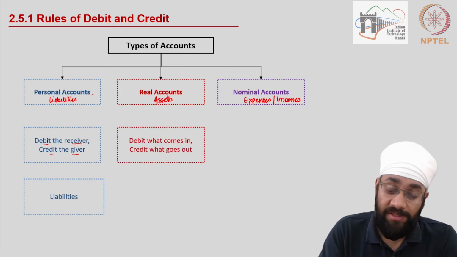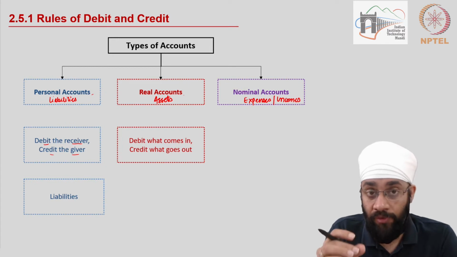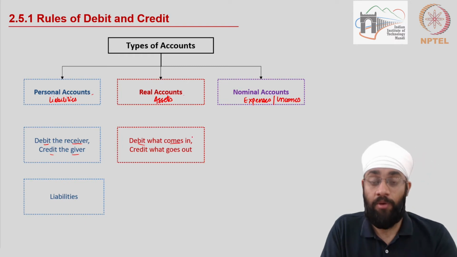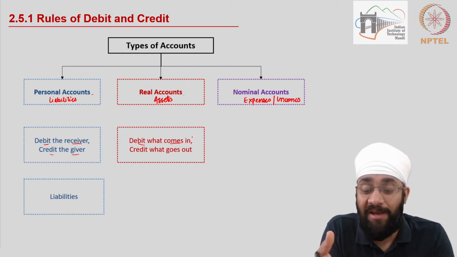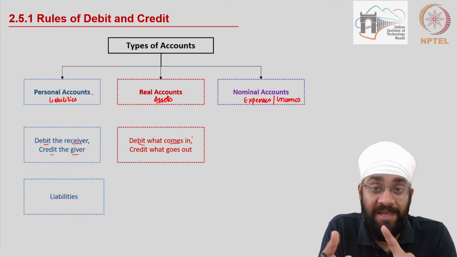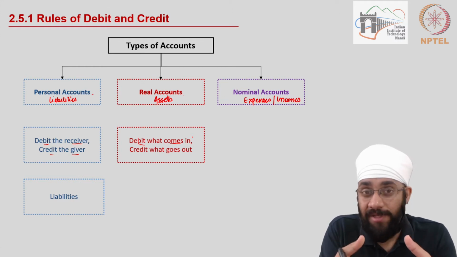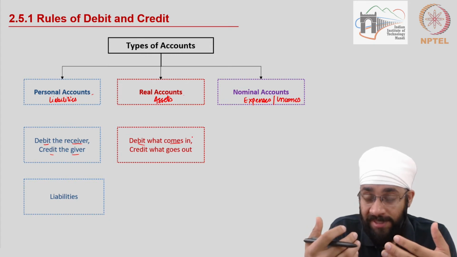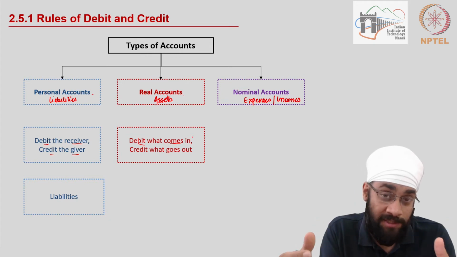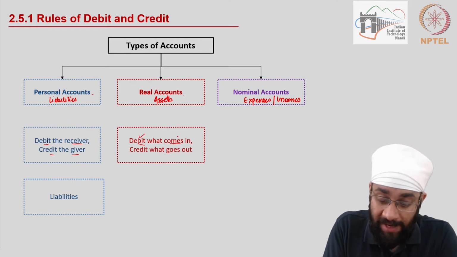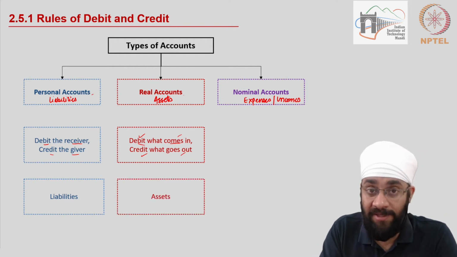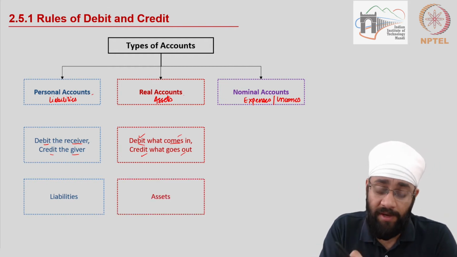The next type of account is real accounts, all assets. The rule for writing the transaction is you debit what comes in. When you're talking about assets, you're talking about land, building, equipment, vehicles, cash, bank balance. All these items are either going to come into the business, which means you're buying these or receiving cash, or you are going to sell them off and they will go out of the business. Hence the rule: debit when an asset is coming in, credit when an asset is going out. Again, all assets are real accounts, and this is the rule that we are going to follow.